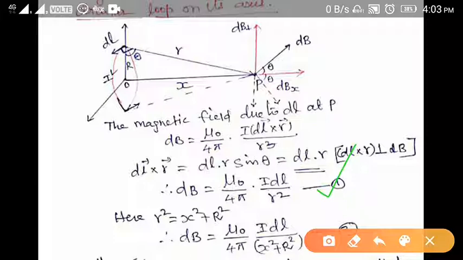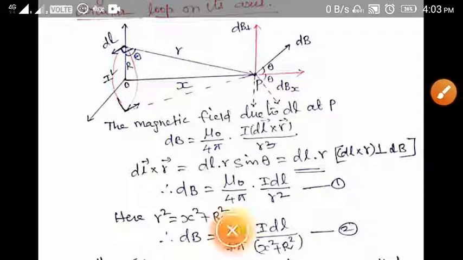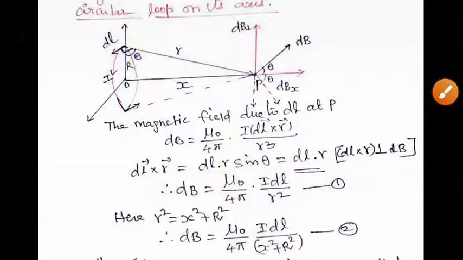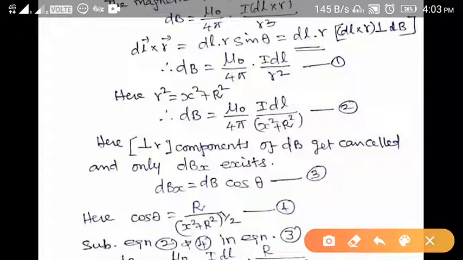Here, just imagine the triangle OP and dl. According to the Pythagoras theorem, r squared equals capital R squared plus x squared. Replacing r squared with x squared plus R squared in equation 1, we obtain the equation dB equal to mu naught by 4 pi, I dl by x squared plus R squared.